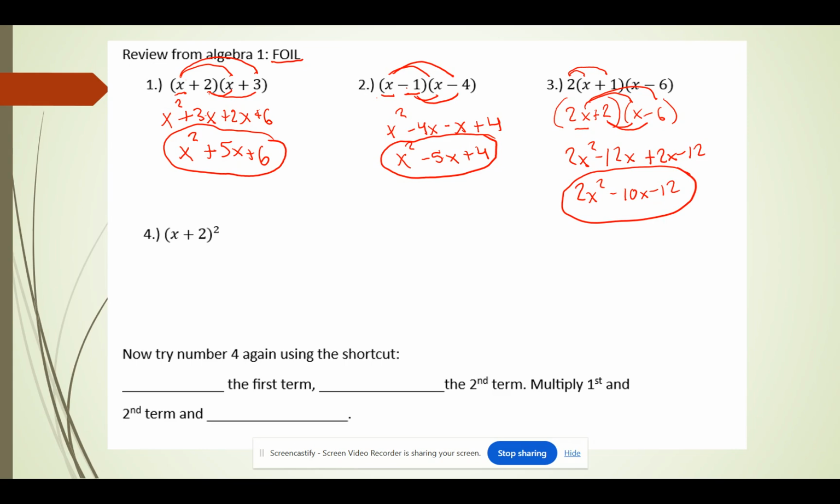All right, now number 4, here's what you don't want to do. And this is what a lot of kids do wrong. They'll take this squared and they'll just bring it in like that. And they'll say, my answer is x squared plus 4. That's wrong. And it should look wrong to you because, look, we had 3 things in all of these answers. We only had 2 things in this answer.